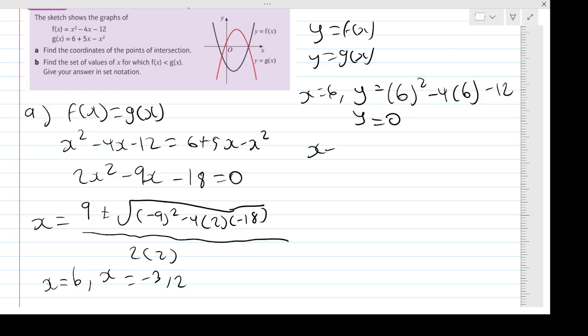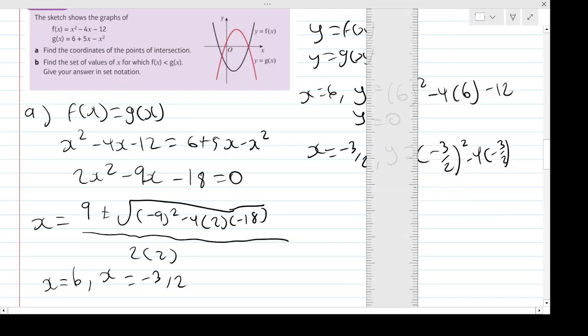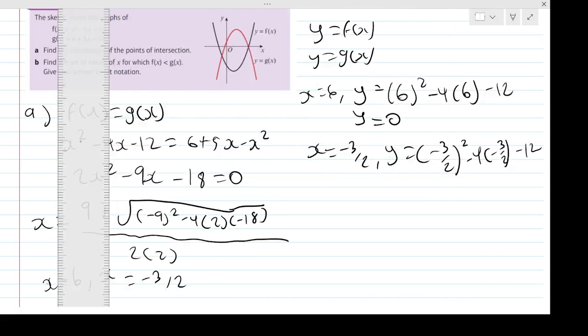Then the other x value is minus 3 over 2. Then the corresponding y value would be minus 3 over 2 squared, minus 4 lots of minus 3 over 2, minus 12, then that will equal, put that in the calculator. If you want to, you could convert 3 over 2 to 1.5 to make it easier, but I've just left it as a fraction. That will get me minus 15 over 4. Cool.